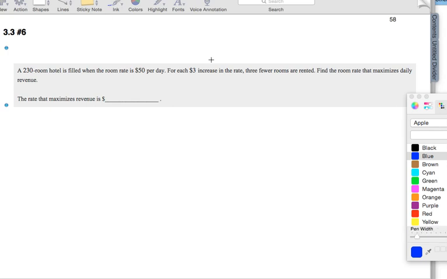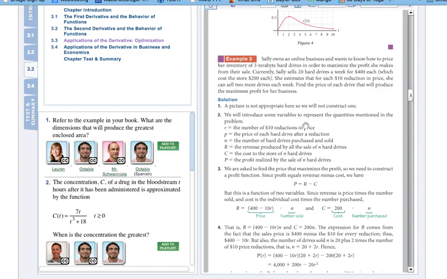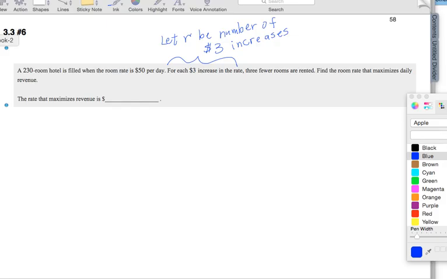So let's go ahead and I'll put it right up here, let's let R, lowercase r, be the number of $3 increases. We're just assuming that all increases will be in increments of $3. Okay, now let's flip back to the textbook. So they let lowercase p be the price of each hard drive after a reduction. And then they really didn't actually use that, but that's the price right there. So lowercase p is the price of each. In our case, that would be the price of each room after an increase.